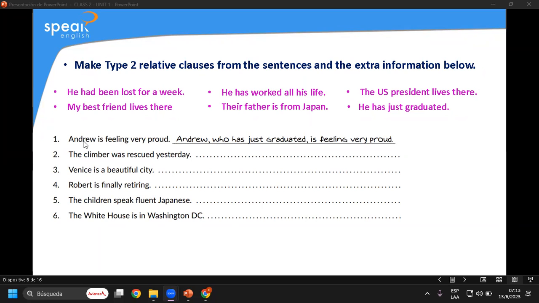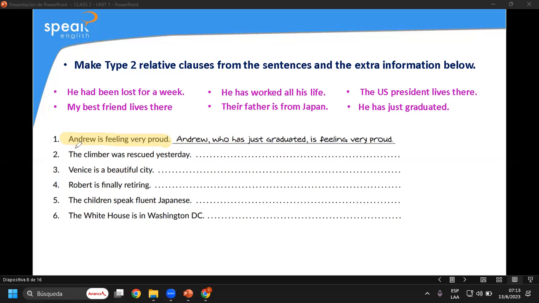For example, Andrew is feeling very proud. If you read this sentence, Andrew is feeling very proud, does it make sense? Yes or no? Yes, it makes sense. I mean, if I say, hey guys, Andrew is feeling very proud, will you understand the sentence? Yes. So now we are just going to add extra information.